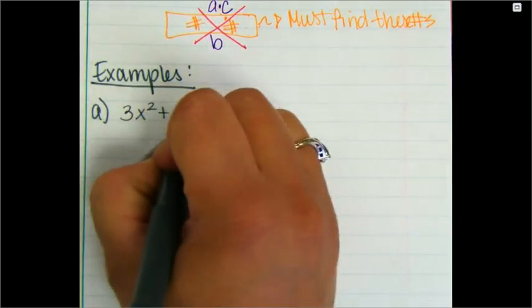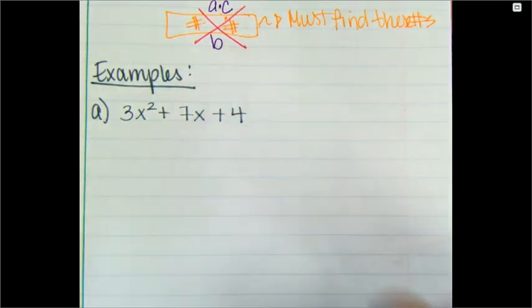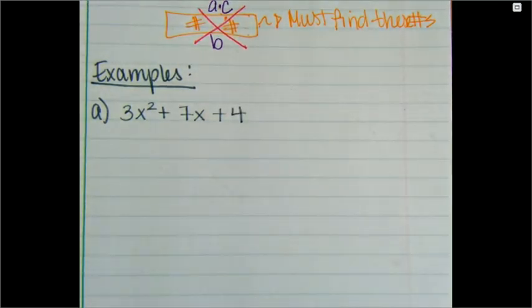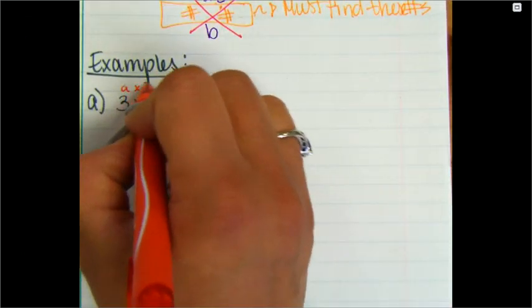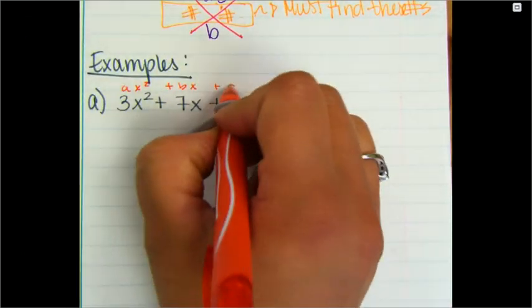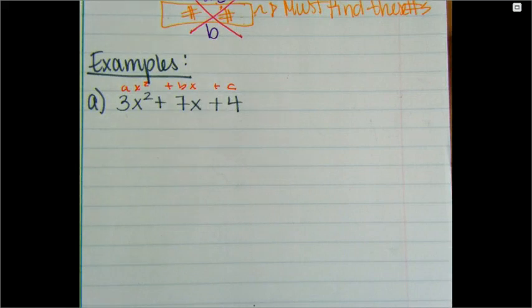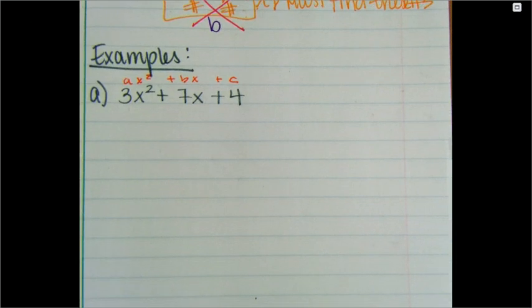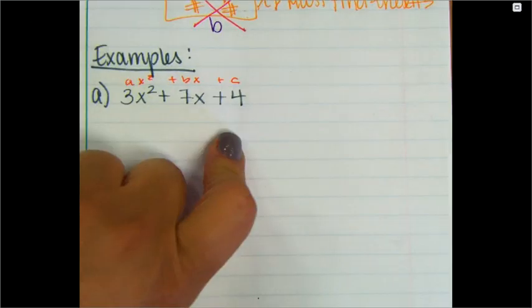We're going to go 3x squared plus 7x plus 4. We have a trinomial in the form of ax squared plus bx plus c. You don't need to write ax squared plus bx plus c every single time, but it does need to be in that order. If you're not in that order, you need to make it in that order. It's also standard form, yes?